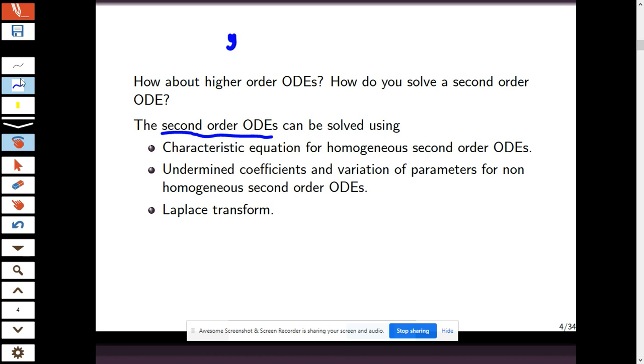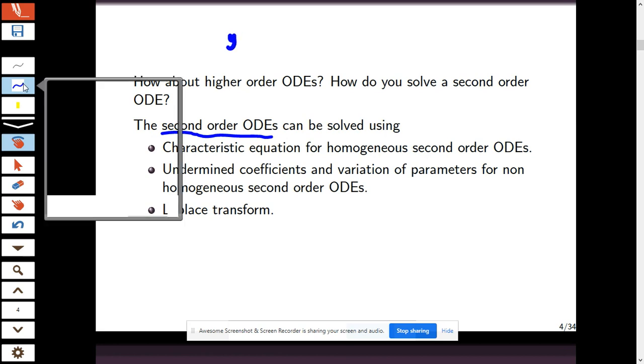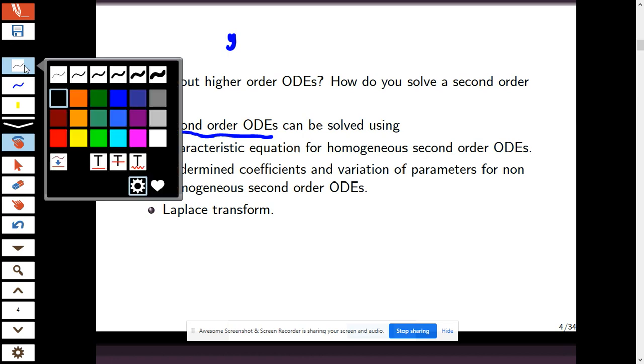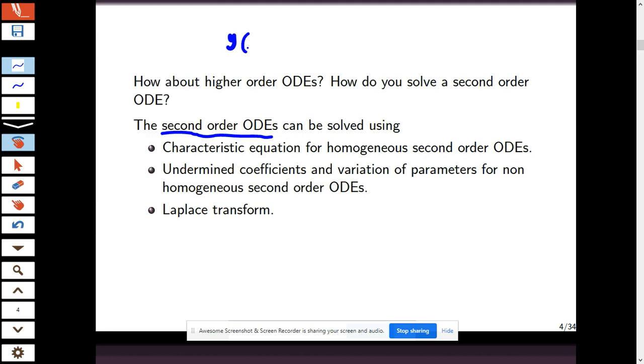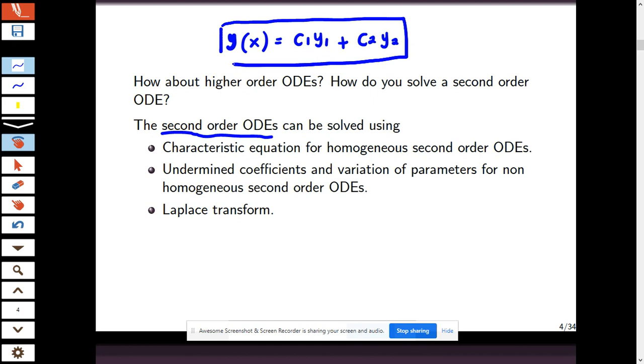Screen is too big. Okay, it will be y(x) equals, if you remember, c1 y1 plus c2 y2. It's always in this form, the general solution.